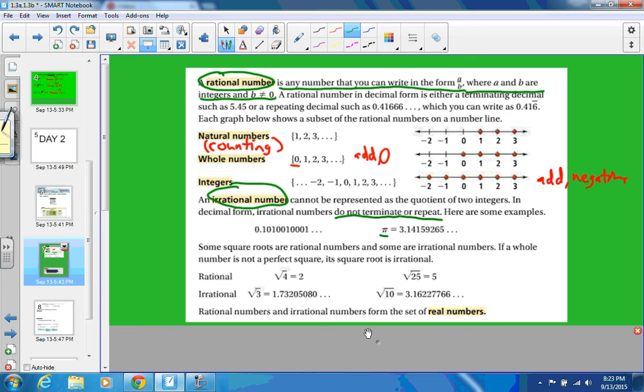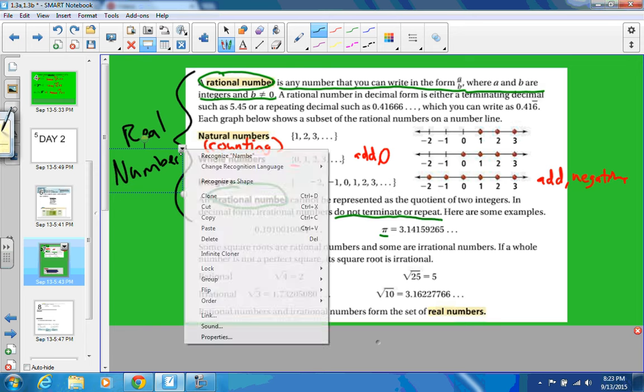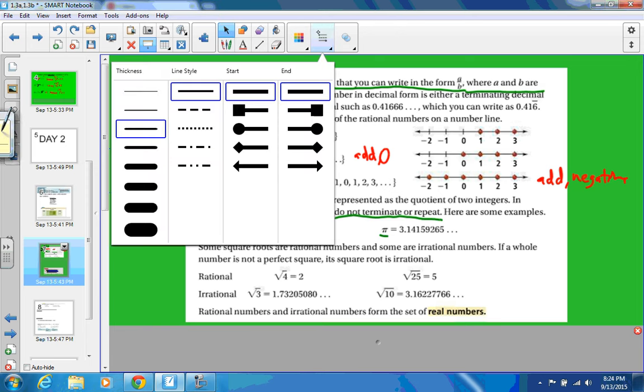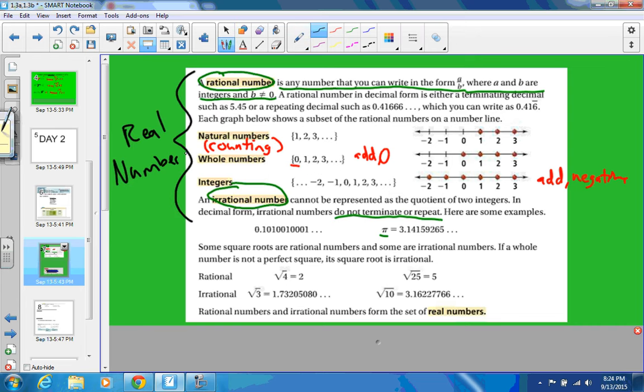And lastly, since natural numbers, whole numbers, and integers are all rational numbers, if you put irrational and rational numbers together, those all make up the set of real numbers. So when we're talking about real numbers, this is all we're talking about. Because believe it or not, there are imaginary numbers. Chances are you won't learn about imaginary numbers unless you go into college math. But real numbers is basically everything you're going to work with until then.